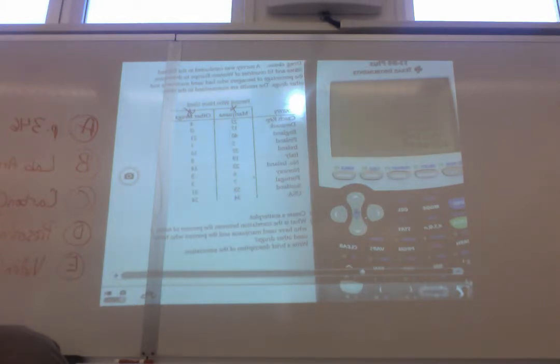Brody, did you do this? Yep. On the window of your calculator. I know, you got drug into something.